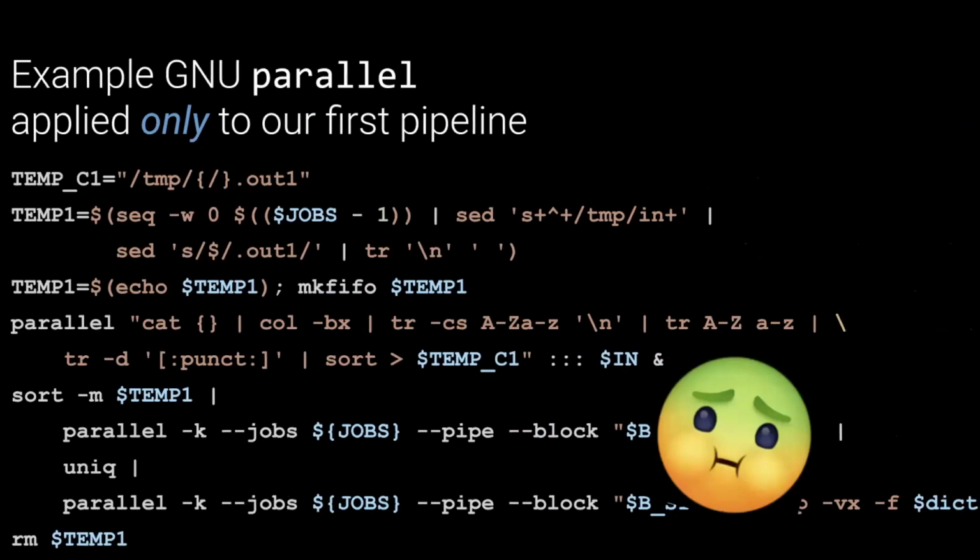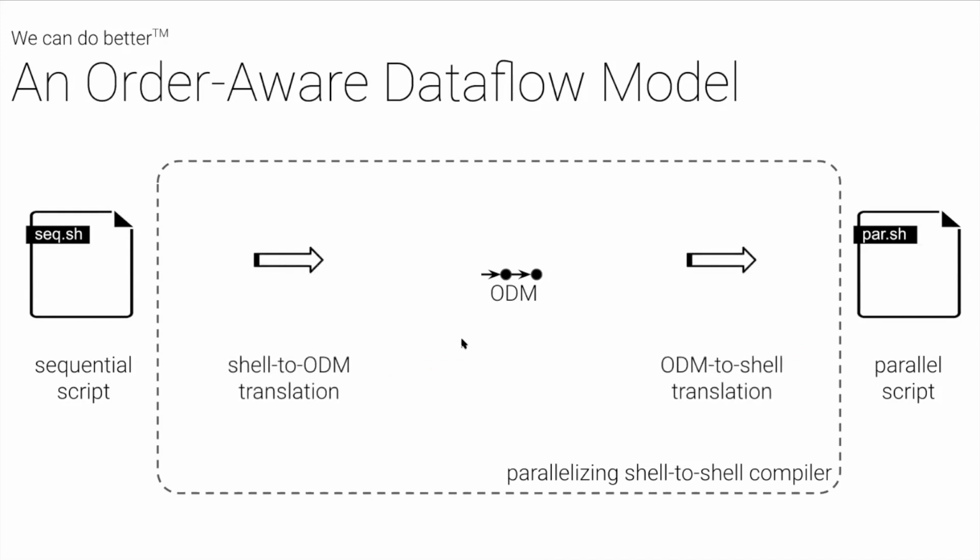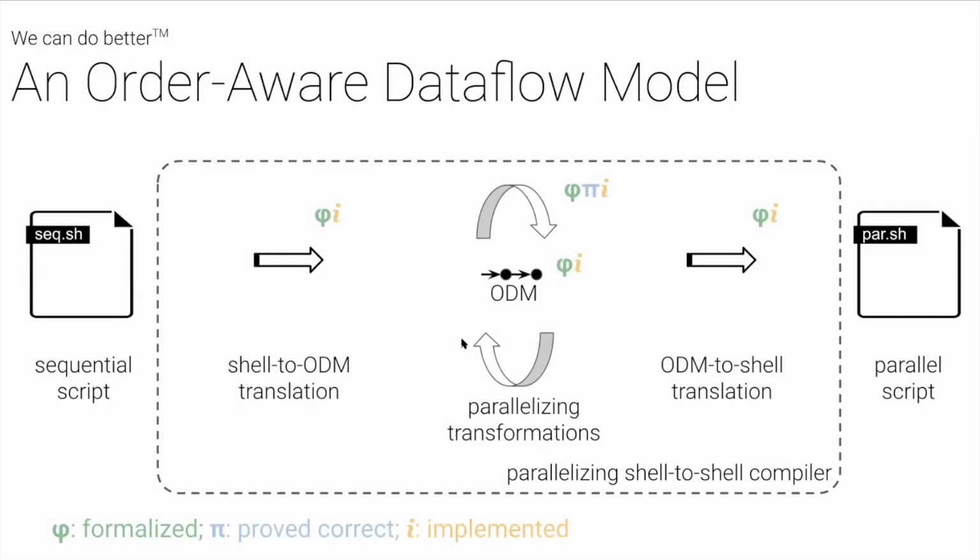We believe we deserve better, and in this paper, we propose a parallelizing shell-to-shell compiler that builds on a precise data flow model of shell pipelines as its centerpiece. We formalize this data flow model and associated translations from shell scripts to the model, as well as from the model back to parallel shell scripts. We also formalize and prove the parallelizing transformations applied within this model and implement everything as an end-to-end shell-to-shell parallelizing compiler that takes a shell script and produces a parallel version of it.